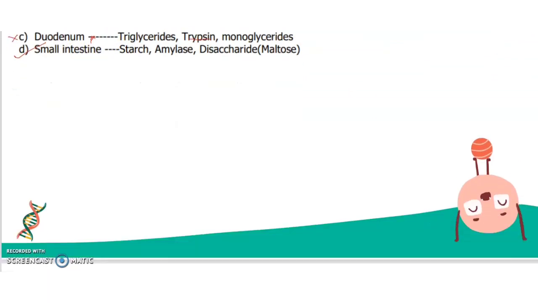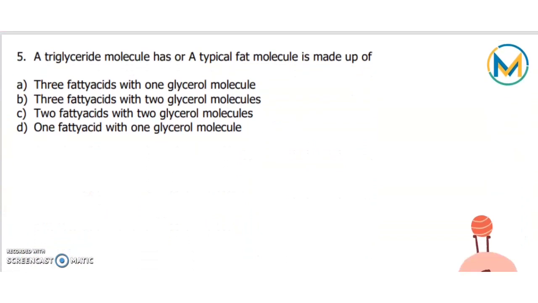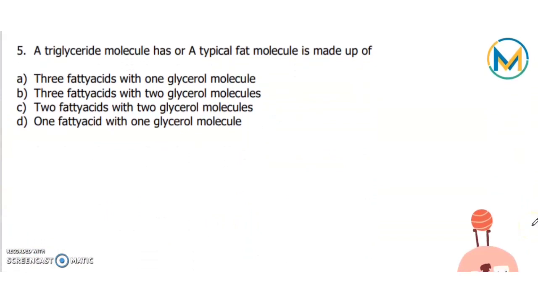Next question. A triglyceride molecule has, or a similar type of question is, a typical fat molecule is made up of. Now, we know that triglyceride is a molecule which on complete hydrolysis gives 3 molecules of fatty acid and 1 molecule of glycerol. So, looking at the option 3 fatty acids and 1 glycerol is the correct answer, that is option A.